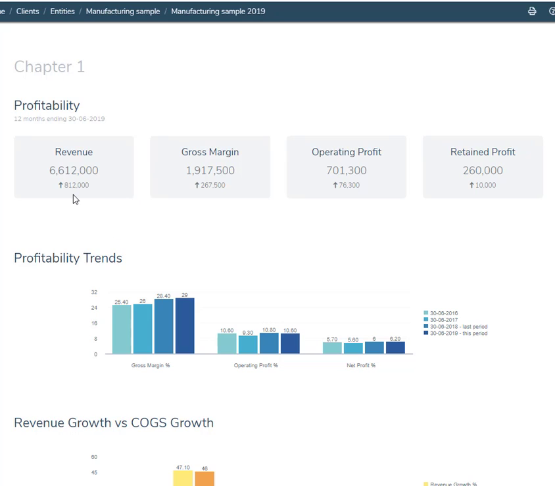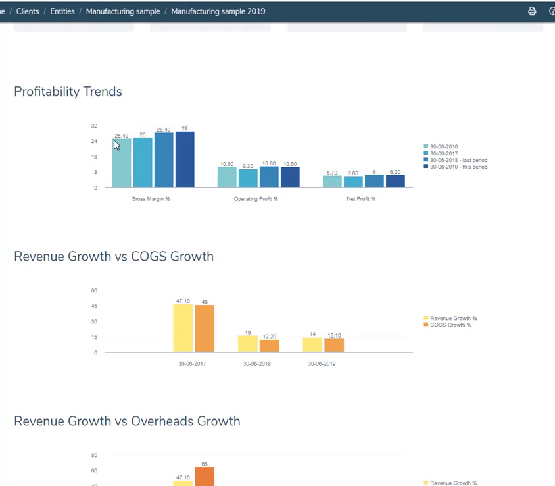Profitability in this example. So revenue, so that's increased, which is always nice. The gross margin has increased, which is good. Operating profit has increased, also good. Our retained profit, what we're keeping at the finish, is up, but not in a great deal compared with some of these other items. So a $10,000 increase is not a lot when you've had an extra increase of $812,000 in sales.